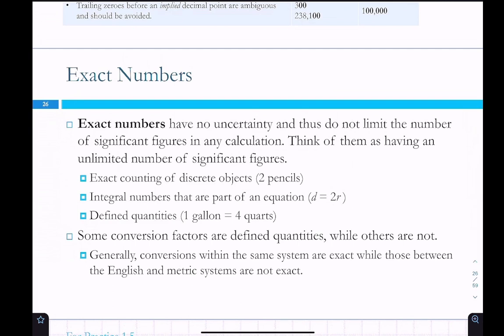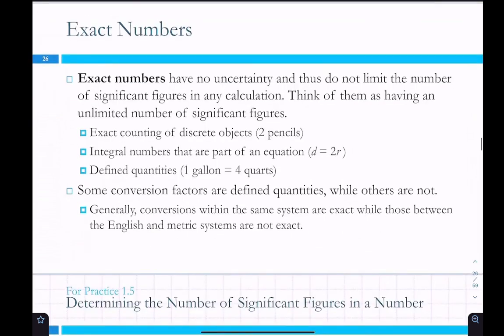If you're converting, conversions within the same system are exact, while conversions between the English and the metric system are not. The one exception that I can think of off the top of my head, and it's almost definitely not the only one, is that 1 inch is exactly equal to 2.54 centimeters. At some point, I believe the inch was based on the width of the king's thumb. Now we define it by centimeters.